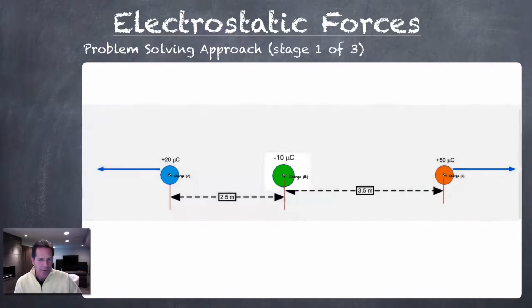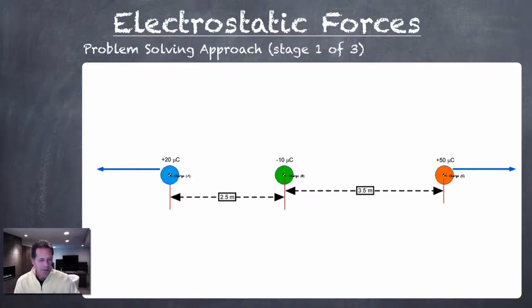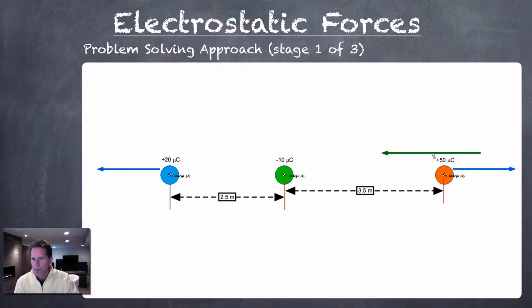Now let's consider the negative 10 microcoulomb charge and the positive 50. They're oppositely charged, so they're going to attract each other. So there's going to be a force to the left. But before we go on, how should the length of this force vector compare to the blue vector that we drew? Should they be the same size, larger or smaller? So we have to do a little bit of digging here.